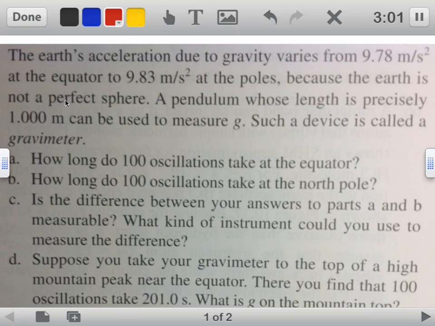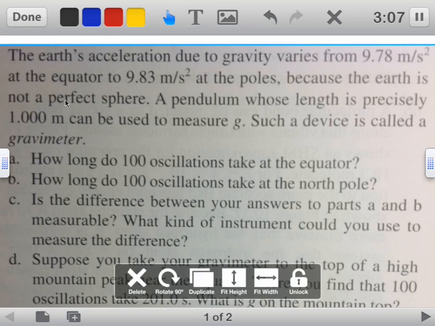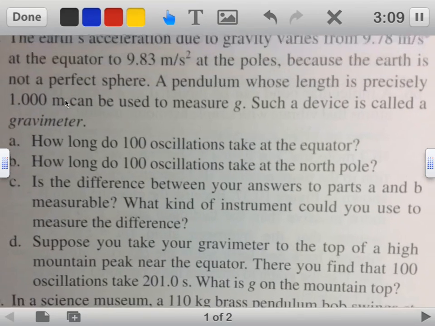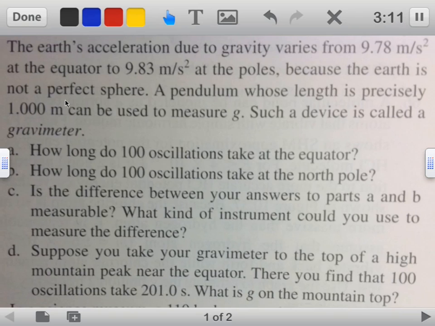And then suppose you take your gravimeter at the top of the highest mountain peak, and there you find 100 oscillations take that much time. Then you can just set that equal to the equation and solve for g. Okay, so that's there.